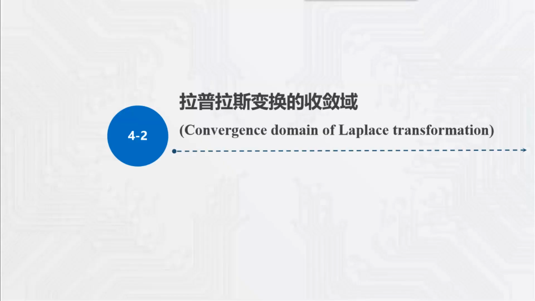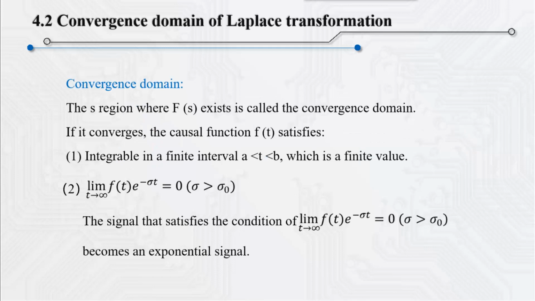Convergence domain of the Laplace transformation. First, look at the definition of the convergence domain. The convergence domain is the S region that makes F(s) exist. That is, when the function F(s) takes a finite value, the range of values taken by the complex variable s on the complex plane. If the function F(s) exists, the causal function f(t) must meet two conditions.